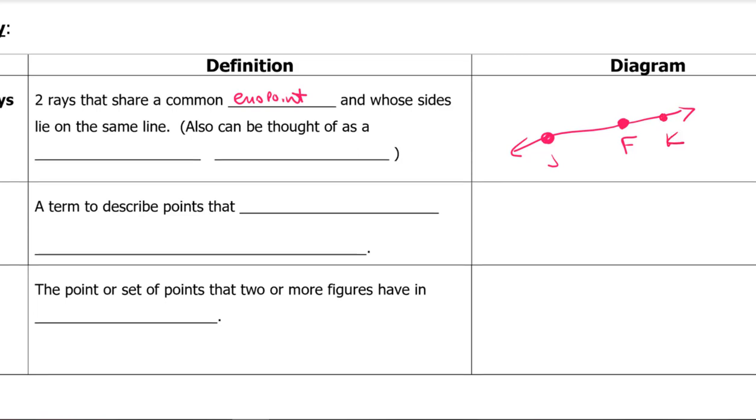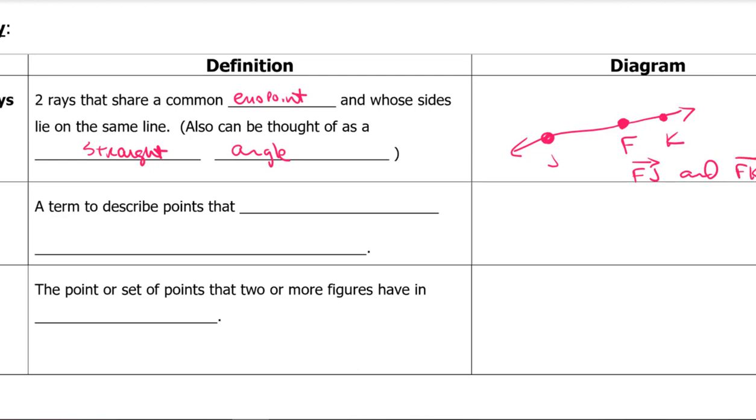So this is what this kind of means. Two rays that share a common endpoint whose sides lie on the same line. So this is really just going to be a straight angle. And a straight angle, as you will learn now and more later, that's 180 degrees. So that's just going to be a straight angle right there. And so FJ, so that ray, and ray FK.